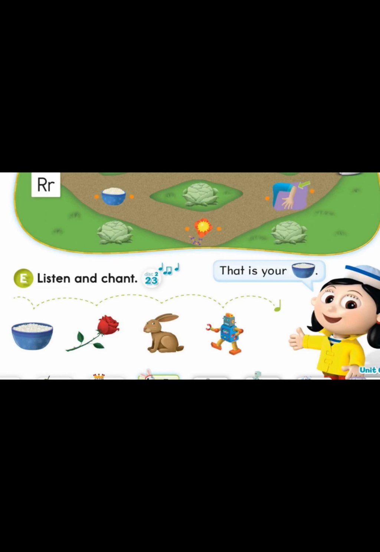That is your rice. That is your rose. That is your rabbit. That is your robot.